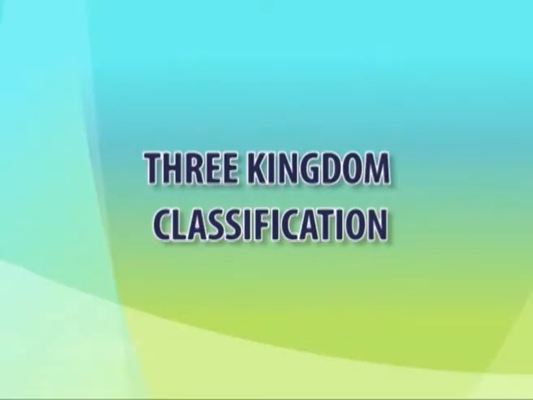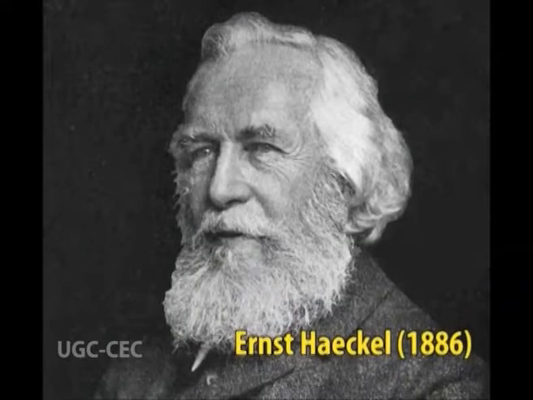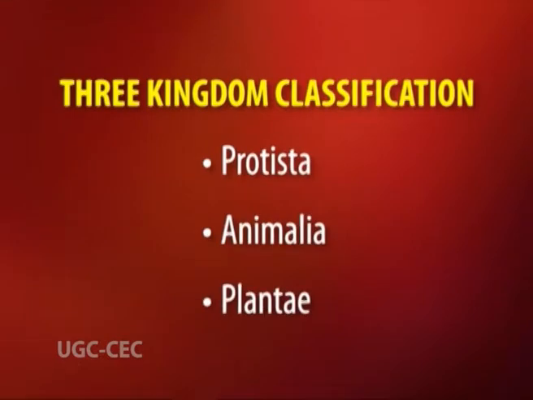Different classification systems have been given for bacteria. Three kingdom classification. The three kingdom classification system was proposed by a German zoologist, Ernst Haeckel, in 1886. This system of classification was based upon the morphology, tissue system, nutrition pattern and functioning of the different parts of the body of the living organisms. He divided the living world into three kingdoms: Protista, Animalia and Plantae.